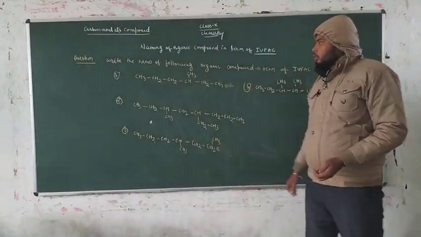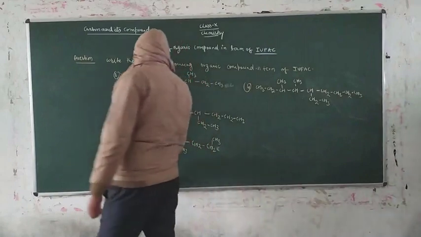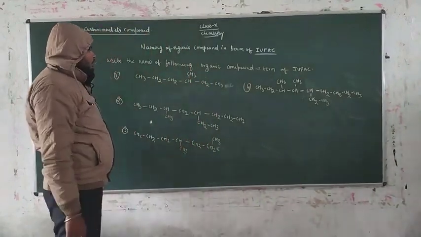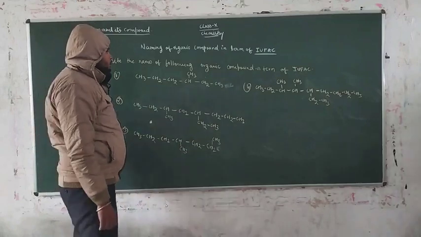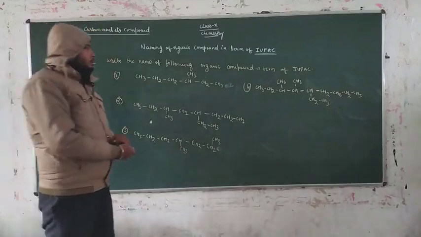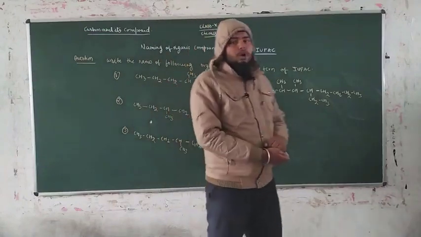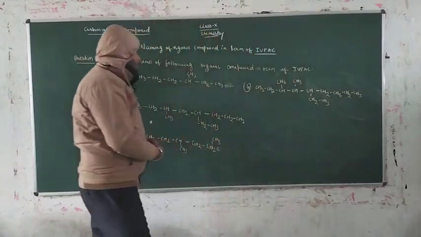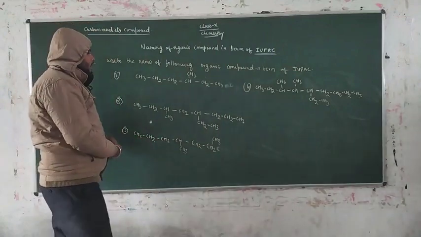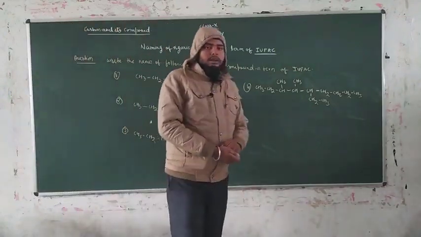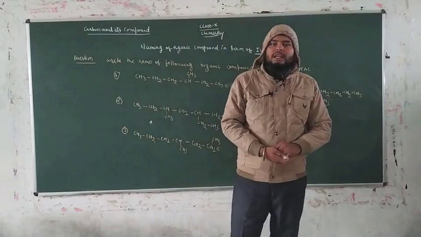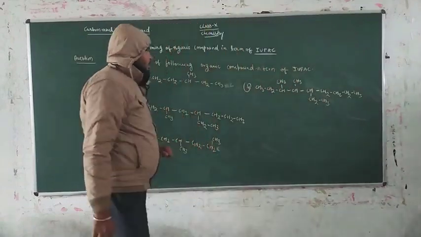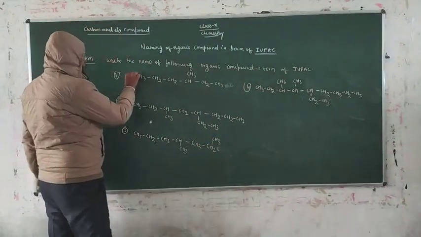So just think about this question. You have to apply the rules of IUPAC and all of these are solved. In solving the first question, we have discussed the rules of IUPAC. The first rule is selecting the parent chain that contains the larger number of carbons. That means the chain containing the largest number of carbons is called the parent chain. Your first work is selecting the parent chain.